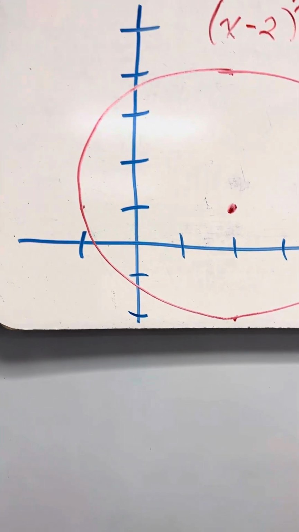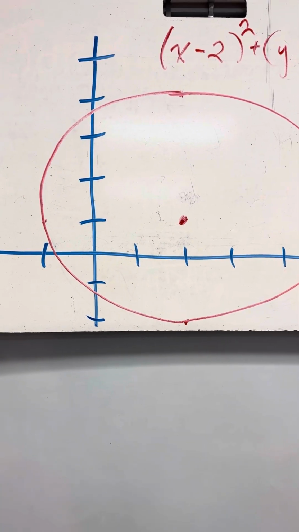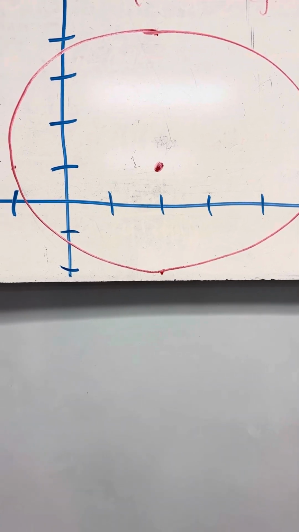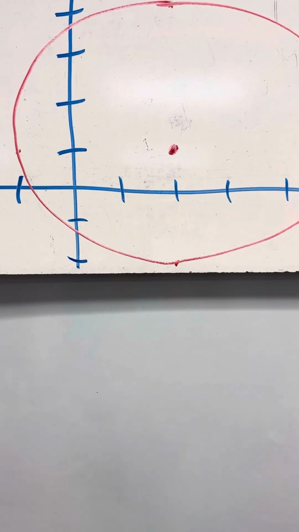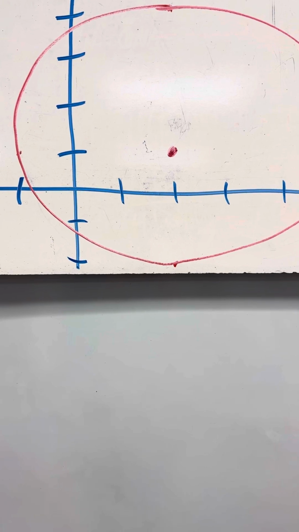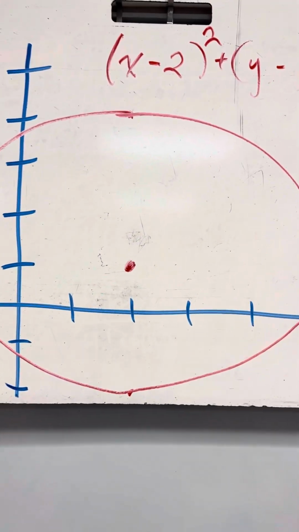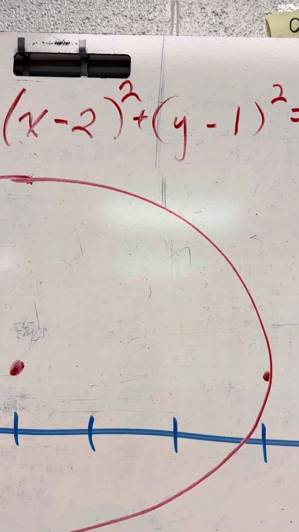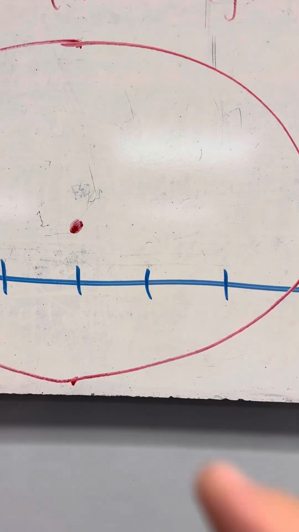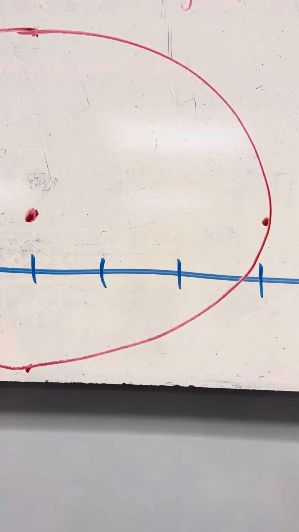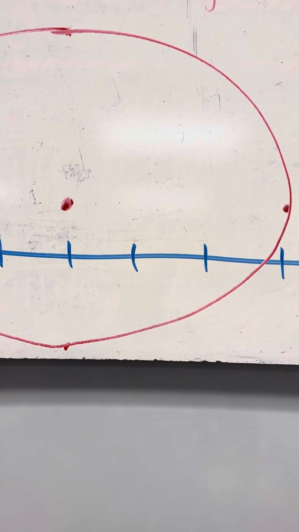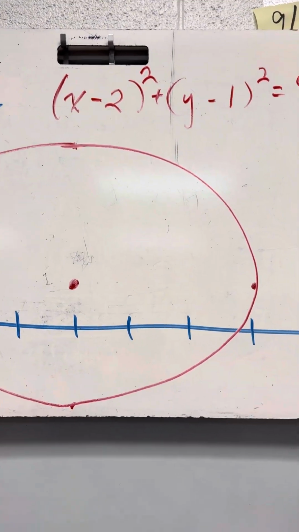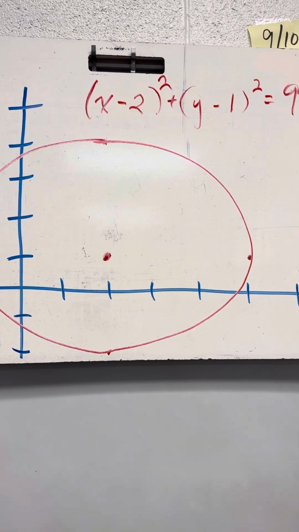What if I said, what is the equation of this circle? If you see here, the center is (2, 1). Do you agree that'll be (x minus 2) squared, (y minus 1) squared? And here, the radius is 3, so 3 squared is 9. (x minus 2) squared plus (y minus 1) squared equals 9.